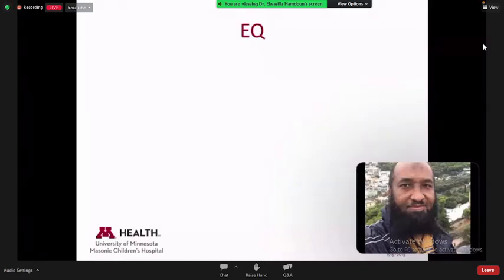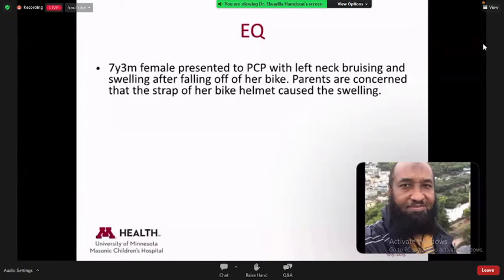Okay, let's jump to another topic, or a disorder of the thyroid, and EQ is the abbreviation of the patient. I encourage myself and you to always try to protect patient privacy, so use abbreviations for the names. I know it depends on the country and the policy of the hospital, but this is why we use abbreviations for the name, EQ. So we have a 7-year-old female presenting to the PCP. PCP is primary care provider, with left neck bruising and swelling after falling off her bike. Parents are concerned that the strap of her bike helmet caused the swelling.